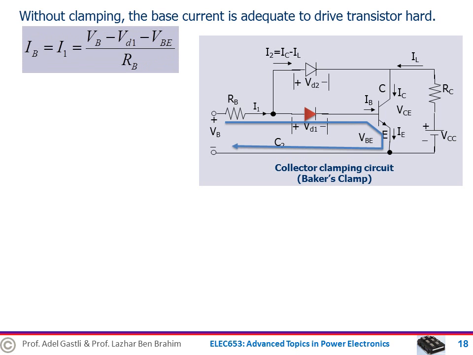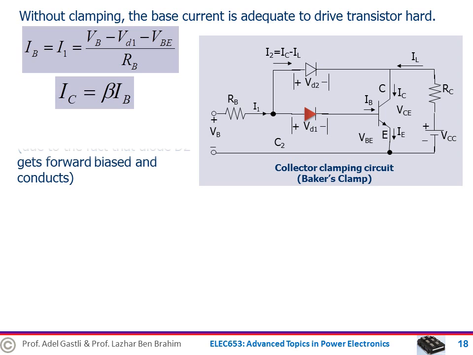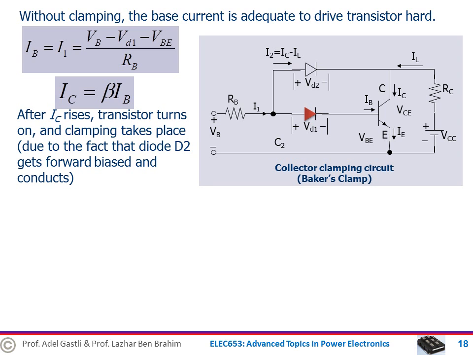In this situation, the resulting base current IB equals I1 and is adequate to drive the transistor hard, then the transistor turns on. Recall that the collector current is related to the base current with the gain beta. After the collector current IC rises, the transistor turns on, which brings the collector emitter voltage VCE to its saturation level. The diode D2 becomes forward biased and conducts. Thus, clamping takes place.